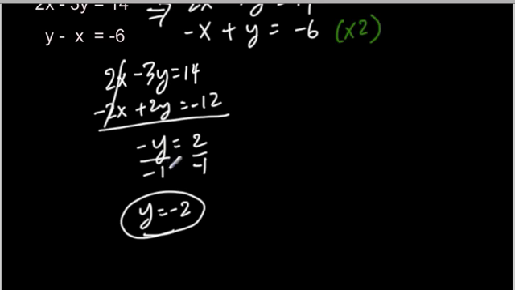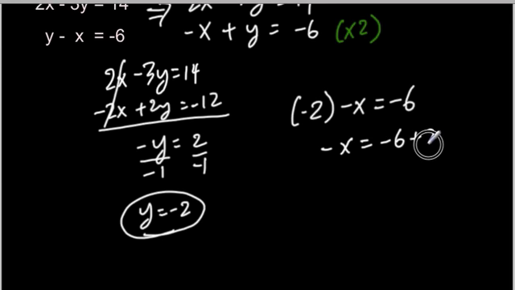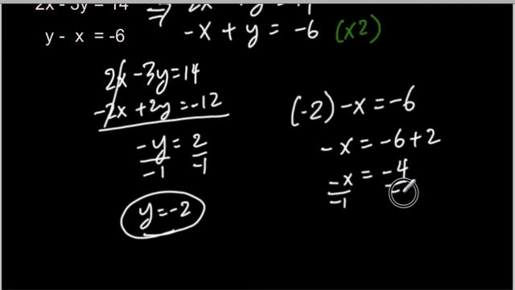Now I need to solve for x. So I'm just going to use the second equation right here since it's written pretty much right there. So it's y, which is negative 2, minus x is equal to minus 6. So if I add 2 to both sides, it becomes negative x is equal to negative 6 plus 2. So in other words, negative x is equal to negative 4. And if I divide by negative 1 on both sides, I get x is equal to 4.